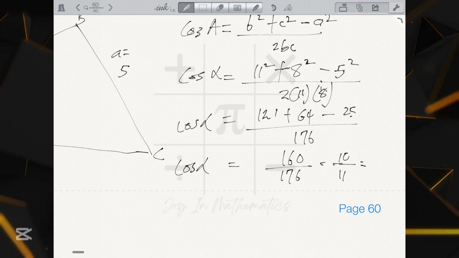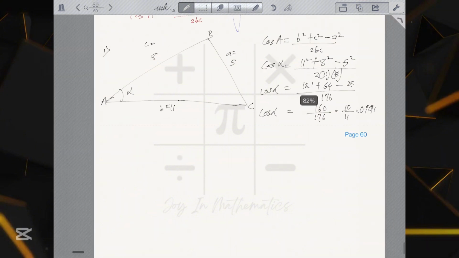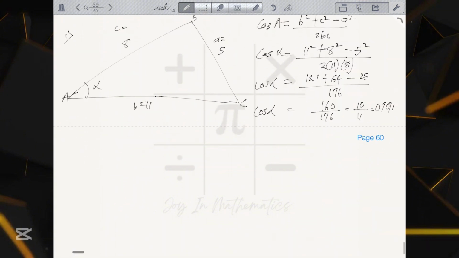And in decimal places we have 0.9090, or let's say 0.9091. Now if cos alpha is equal to 0.9091, we can evaluate alpha by using arc cos of 0.9091, and using this, we'll have our angle alpha simplified to, in two decimal places, 24.62 degrees.